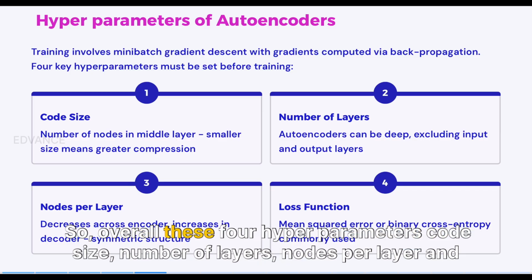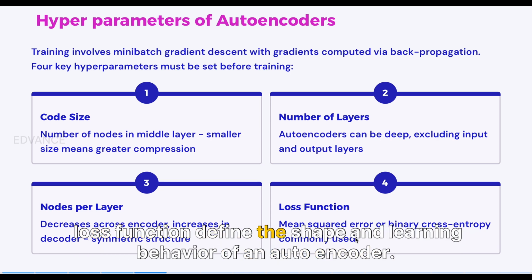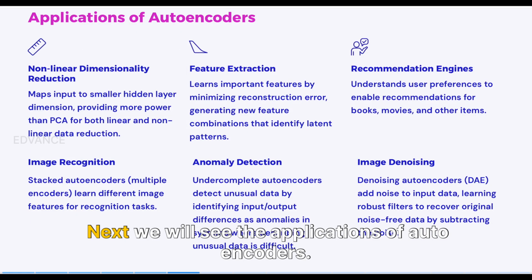So overall, these four hyperparameters, code size, number of layers, nodes per layer, and loss function, define the shape and learning behavior of an autoencoder. Next, we will see the applications of autoencoders.